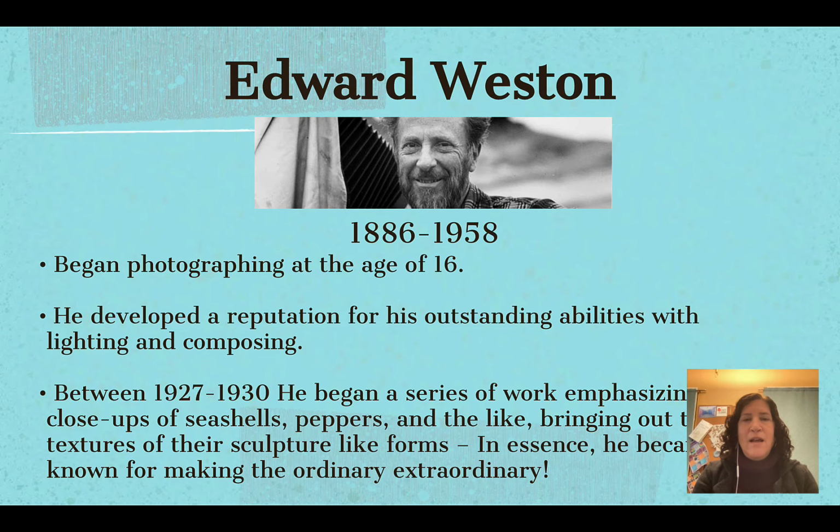Edward Weston is one of the first photographers to take photographs of ordinary objects but make them look really beautiful. He began taking photographs as a teenager at age 16, and he developed a reputation for amazing abilities with lighting and composition. He was working between 1927 and 1930, and he began a series of work emphasizing very ordinary objects, seashells, peppers, other vegetables, but he lit them with really beautiful light and captured them in a way that made them extraordinary.